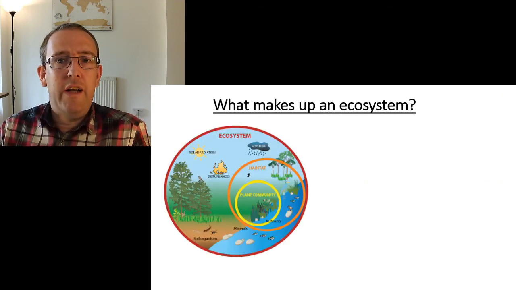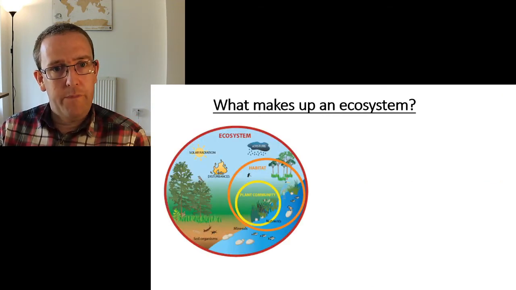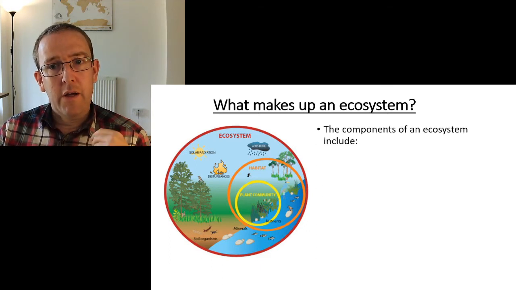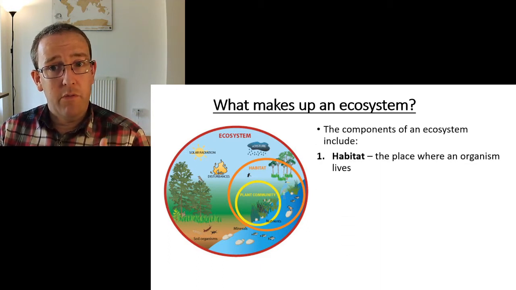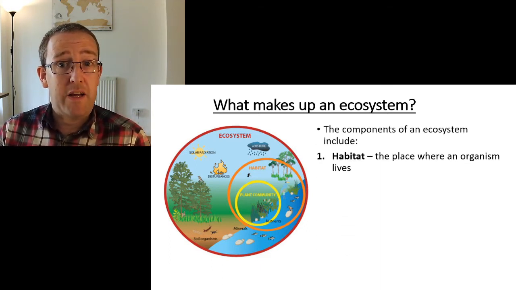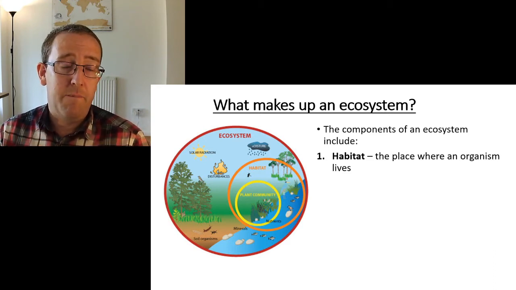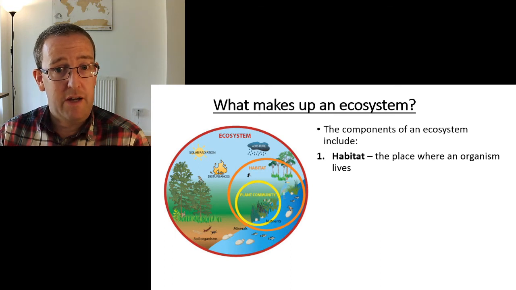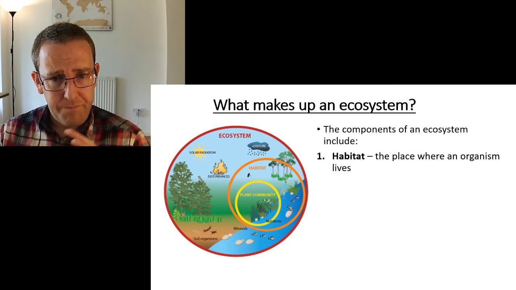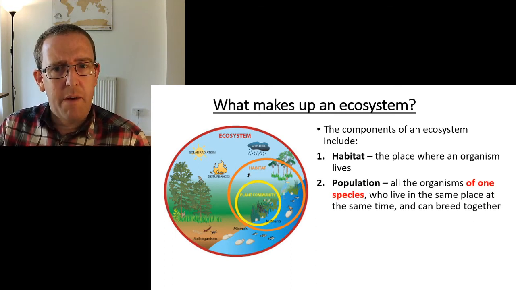So what's in an ecosystem? Let's get smaller, in terms of the words. We've got the components of an ecosystem. So we've got habitat. That's obviously the place where an organism lives. So the organism's habitat is where it lives and the environment around it. Okay, so as you can see there, we've got the habitat there.